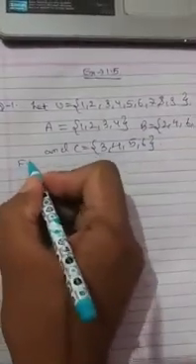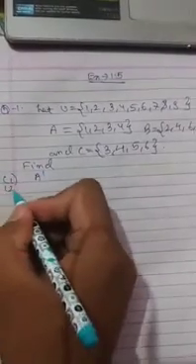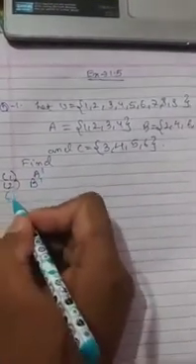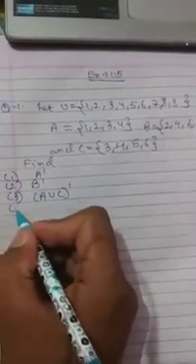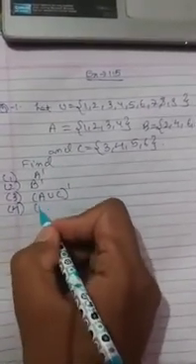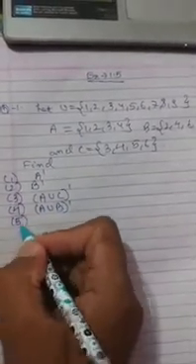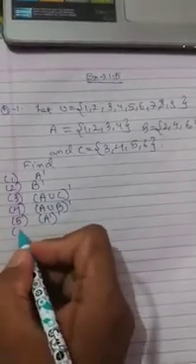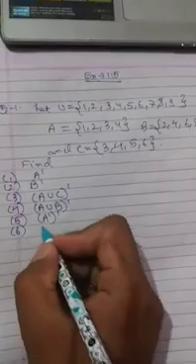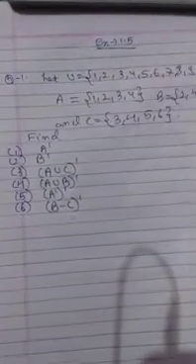So we have to find, in the first part A complement, in the second part B complement, in the third part (A union C) complement, in the fourth part (A union B) complement, in the fifth part (A complement) whole complement, and in the sixth part B minus C complement. So one by one we will solve all the parts.